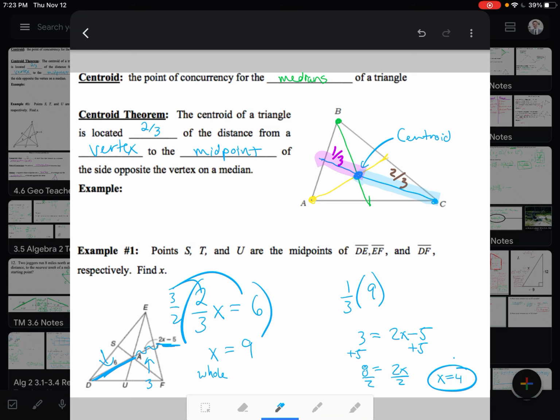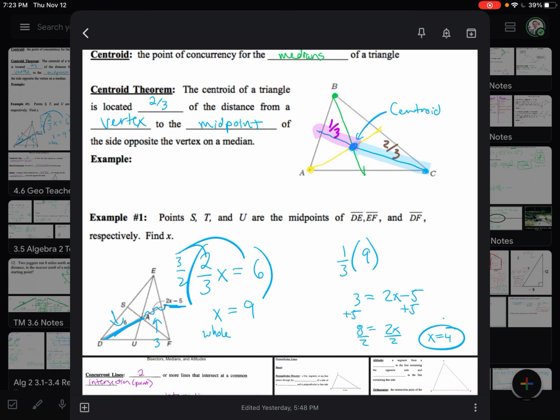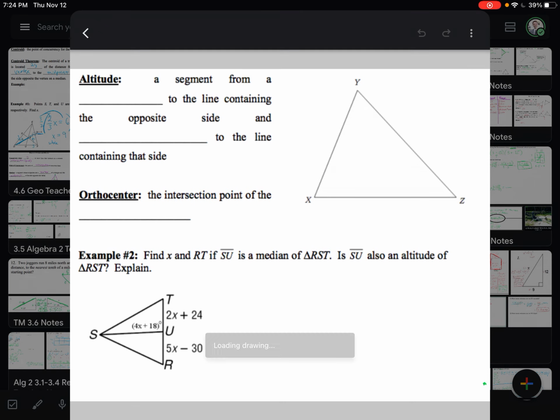When we do that, we're going to be in good shape, applying definitions to a more algebraic skill. All right, to keep it going, altitude. An altitude is a segment from a vertex, one of these points, to the line containing the opposite side and perpendicular to that line containing the side.